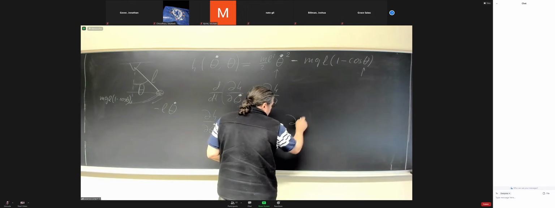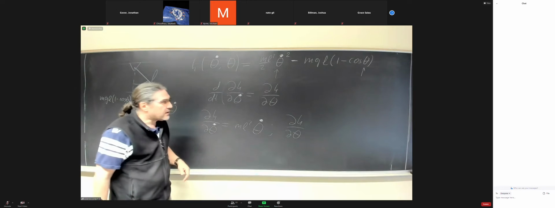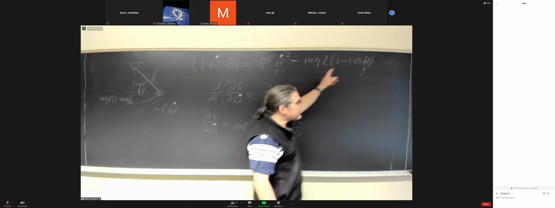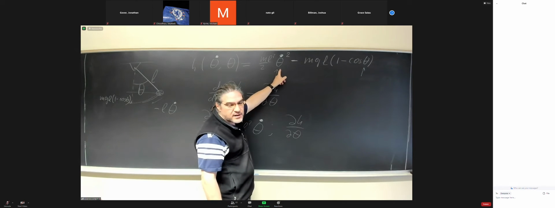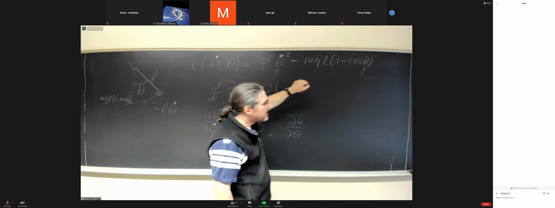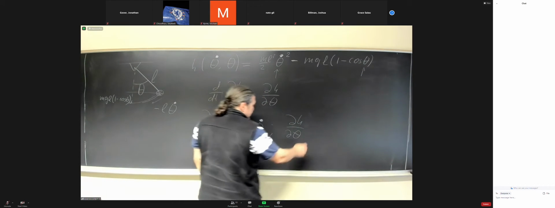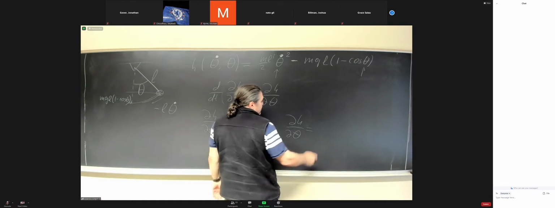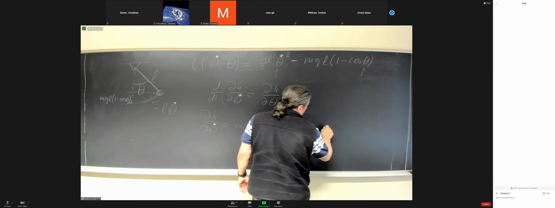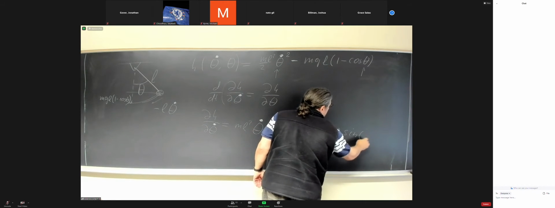Now I need to differentiate L with respect to theta. Theta here is only in one place. It is here. This is not theta. This is theta dot, a completely different, independent variable. So this is the only place where I have theta. This derivative is minus cosine, which gives me another minus, so it's minus mgl sine theta.